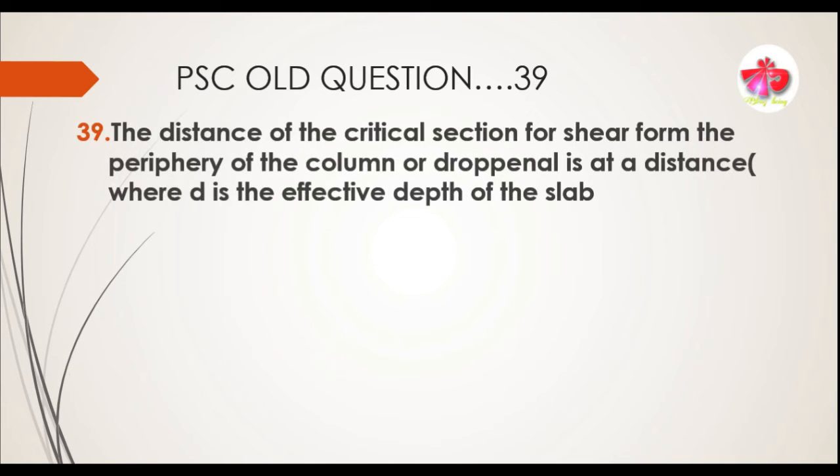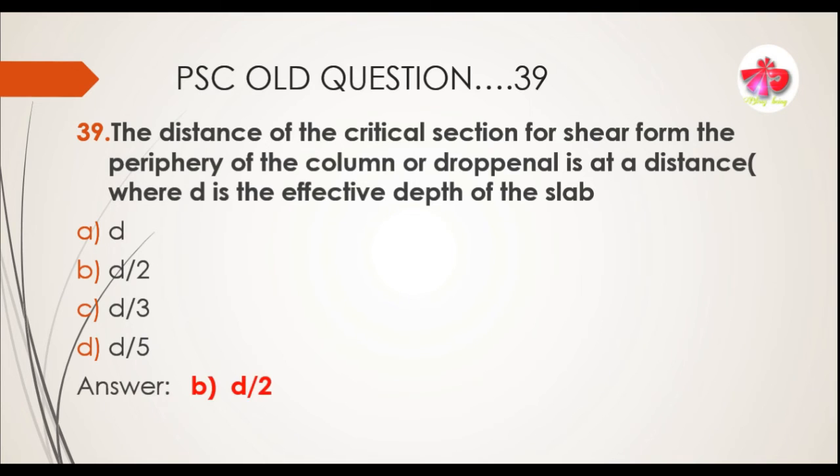Question number 39. The distance of the critical section for shear from the periphery of the column or drop panel is at a distance, where D is the effective depth of the slab. Option A is D, option B is D by 2, option C is D by 3, option D is D by 5. So friends, option B, that is D by 2, will be the correct answer. So the distance of the critical section for shear from the periphery of the column or drop panel is at a distance D by 2. Okay, so it is always at the distance D by 2.